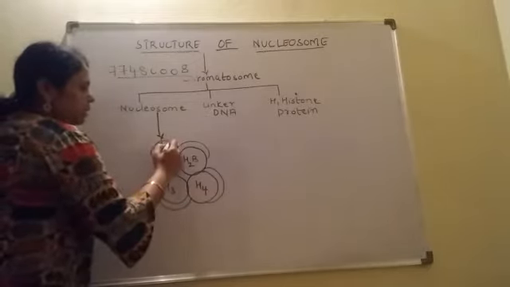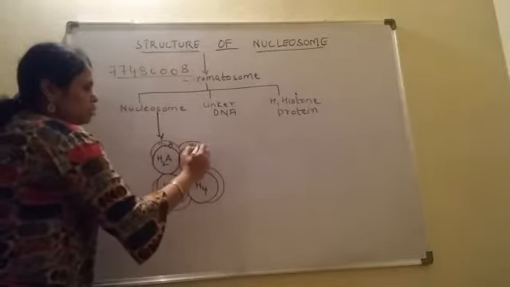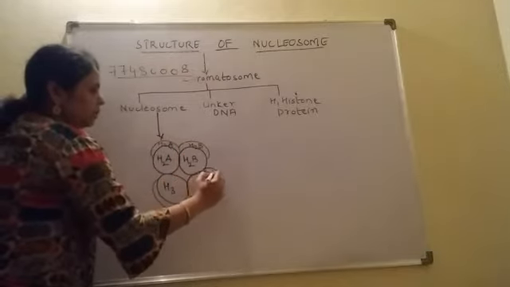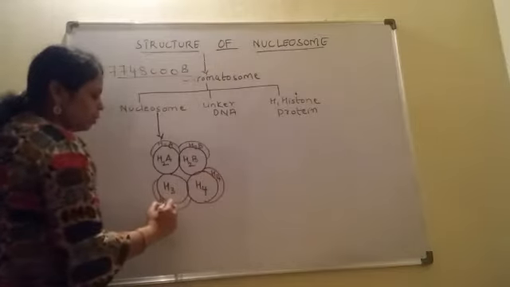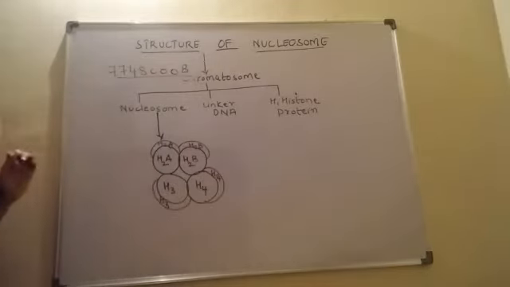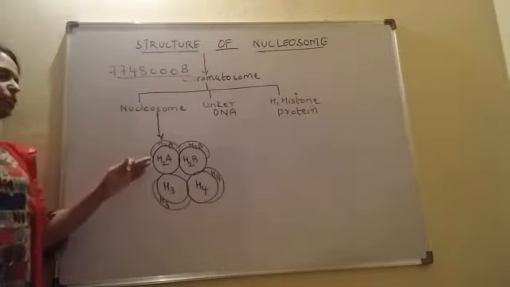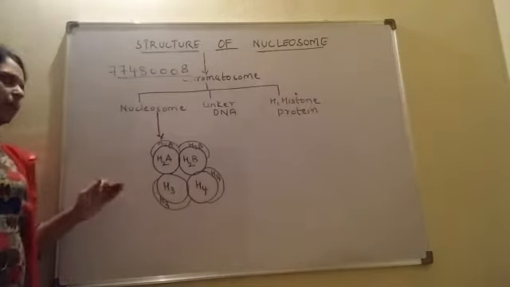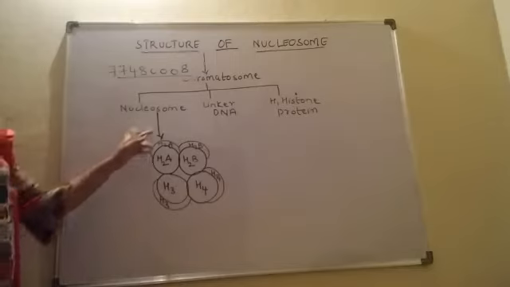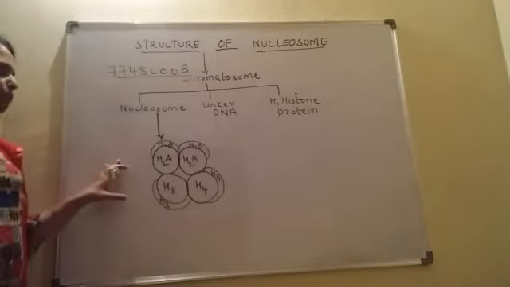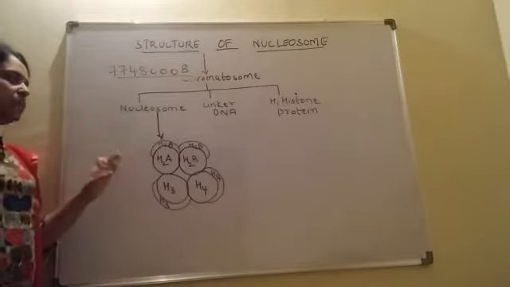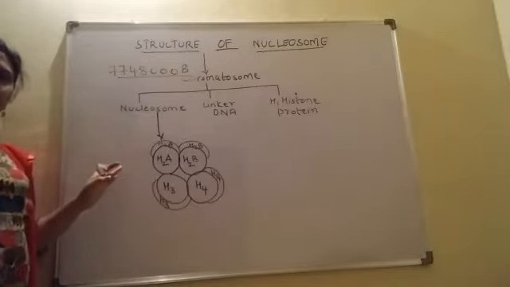H2A protein is present in two numbers, H2B protein in two numbers, and likewise H3 and H4. All four types of histone proteins are present two in number. These histone proteins form an octamer structure. The total number of proteins is 8, but the types of proteins are 4.